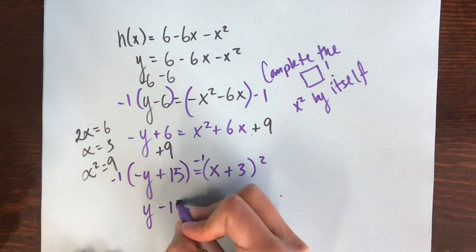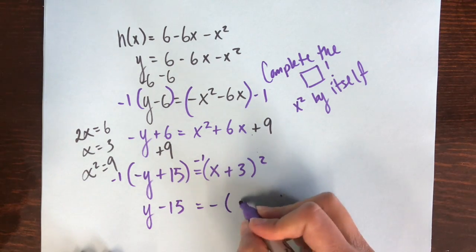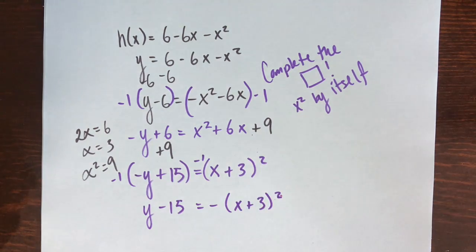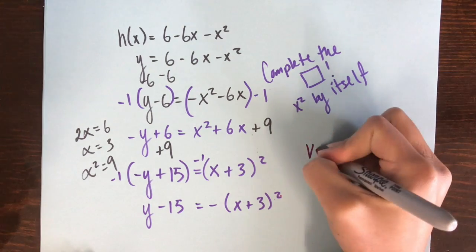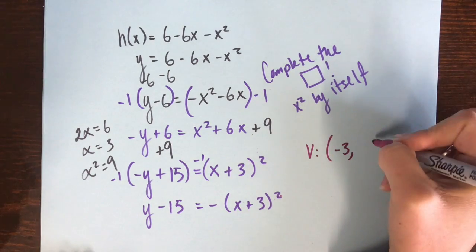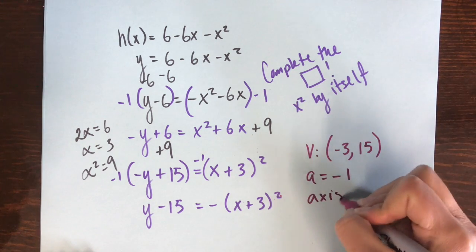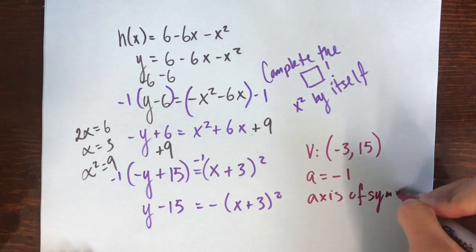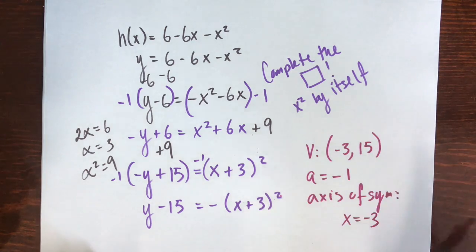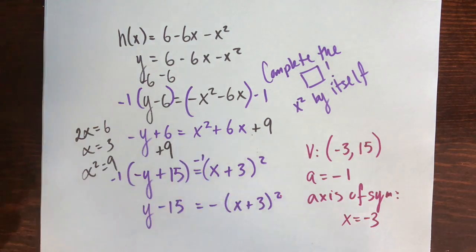Then I'm going to, like I moved a negative 1 at the beginning, move it back. So I multiply everything by negative 1, and I get y minus 15 is equal to negative x plus 3 squared. So my vertex is going to be negative 3, comma 15. And then my a is negative 1, so it's going to be a downward-facing parabola, a downward opening parabola. And then my axis of symmetry is x is equal to negative 3, just like the last one.